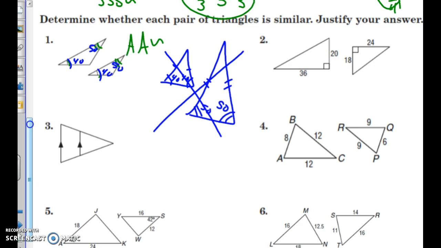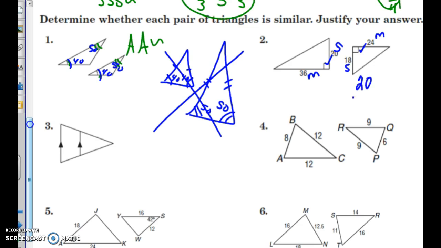Okay? What about number 2? Side, angle, side. Does the angle touch both sides? No. On both triangles? No. Are the angles congruent? No. So this is my small and this is my medium?